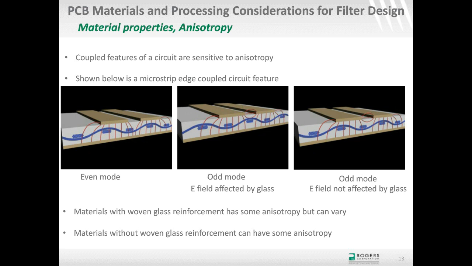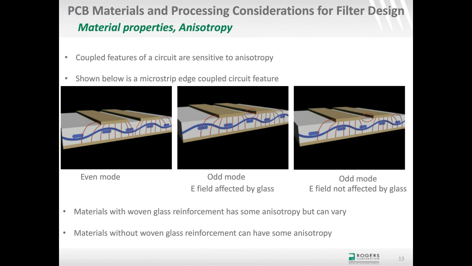Also, I showed there something that can be a concern sometimes called the glass weave effect. A lot of laminates have glass weave as a mechanical reinforcement layer. And in this case, I'm showing odd mode in the middle picture, having electric fields that are interacting with this glass weave. And then the picture on the right, odd mode where the electric fields are not interacting with the glass. That can actually make a difference with the odd mode because glass is typically a higher dielectric constant than the resin system. So this is something I'm really not going to talk about much today, but the glass weave effect can have an influence if the circuit features line up to the glass patterns in a very specific way. So it's a little unusual, but it does happen from time to time.